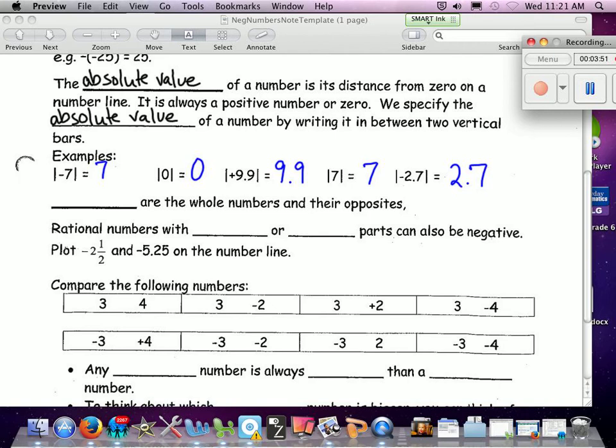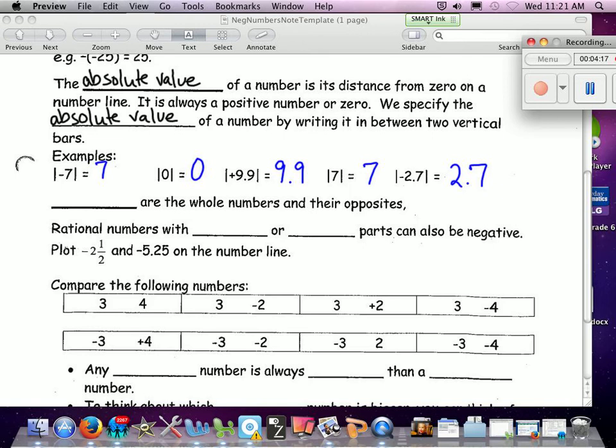So what you should have found was that the absolute value of -7 is 7. The absolute value of 0 is 0. The absolute value of positive 9.9 is 9.9. And any of these non-zero values can have a positive sign in front of the absolute value as well. The absolute value of 7 is 7. The absolute value of -2.7 is 2.7.